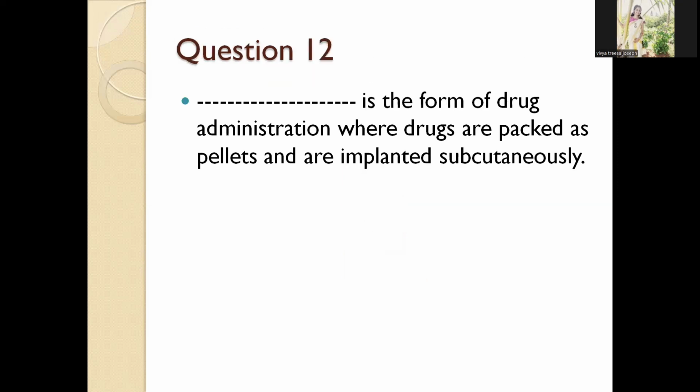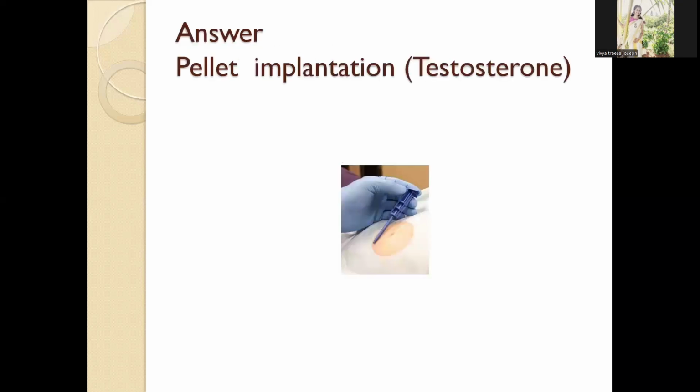So next question is, dash is the form of drug administration where the drugs are packed as pellets and are implanted subcutaneously. The answer is pellet implantation. Usually hormonal treatment like testosterone will be administered using pellet implantation. The drug will be effective for 1 to 2 weeks. So for 1 to 2 weeks of implantation we use the pellet form.